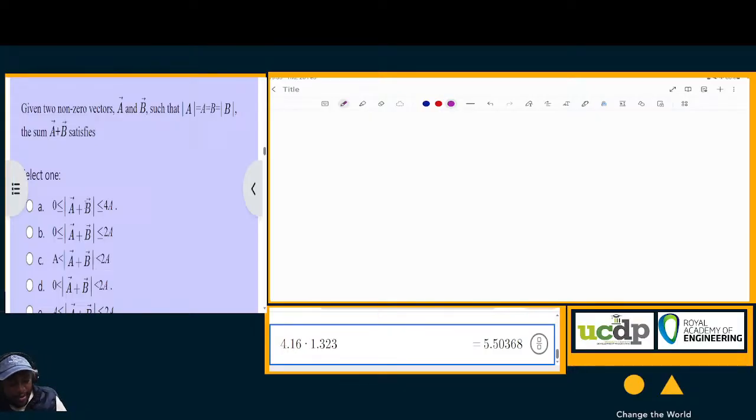So let's just write down what we're given. The magnitude of vector A, we're told, is equal to the magnitude of vector B, which is equal to A, which is also equal to B. In simple terms, that's what we are told. But the question is asking us about the summation of vector A and vector B. So vector A plus vector B is what we are being asked to find.